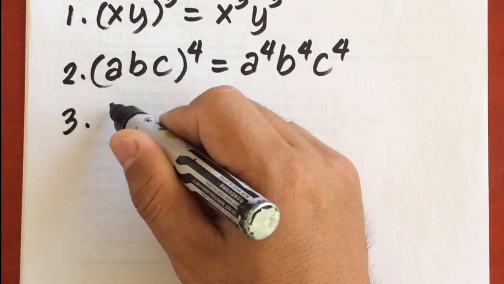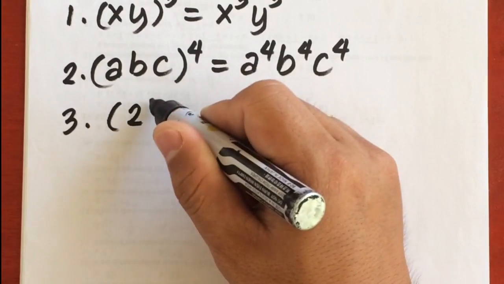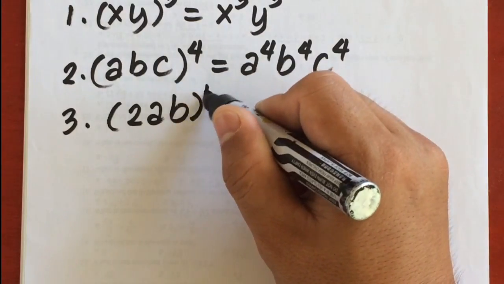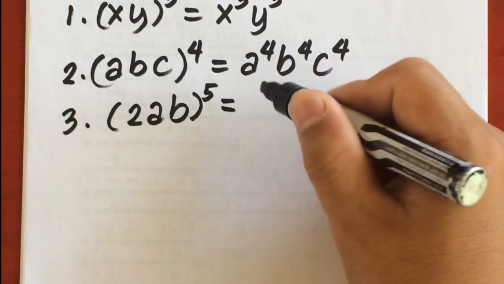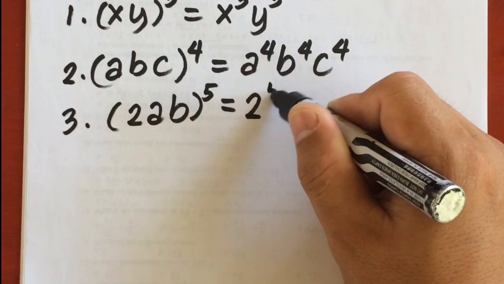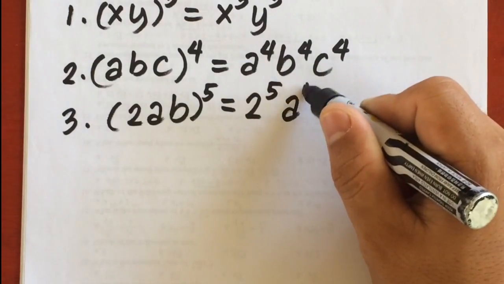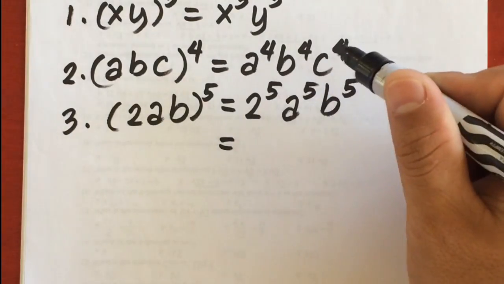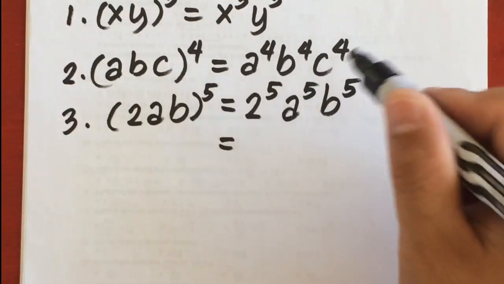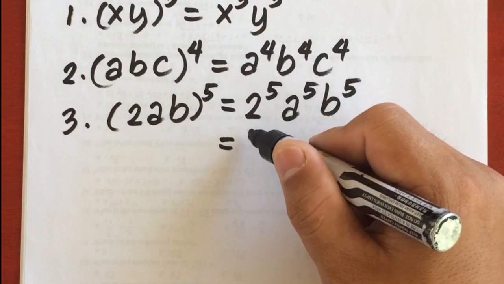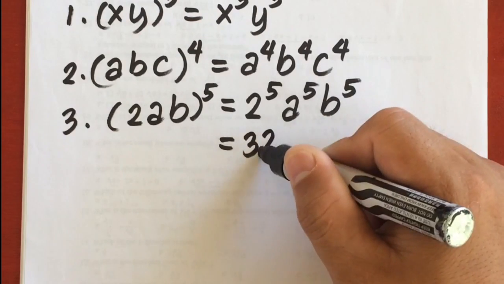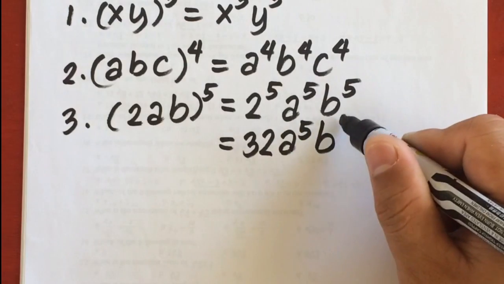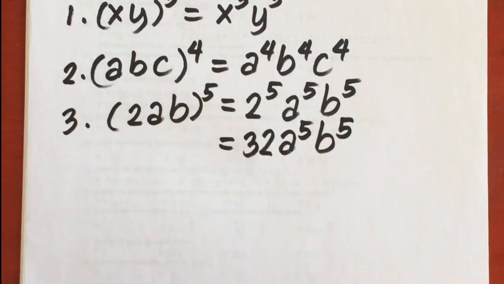Number 3, let's have (2ab) raised to the power of 5. So this will be equal to 2 to the power of 5, then a to the power of 5, and b to the power of 5. 2 to the power of 5 is 2 times 2 times 2 times 2 times 2. So the answer here will be 32. So 32, a to the power of 5, b to the power of 5.